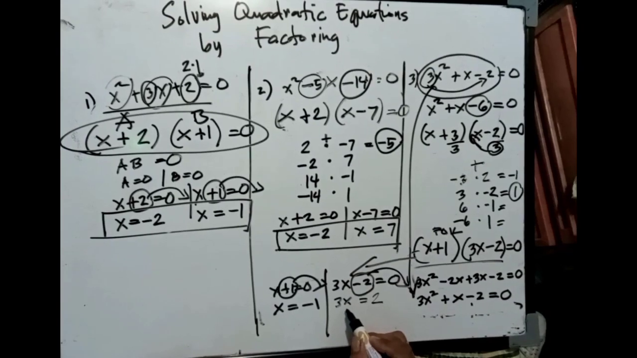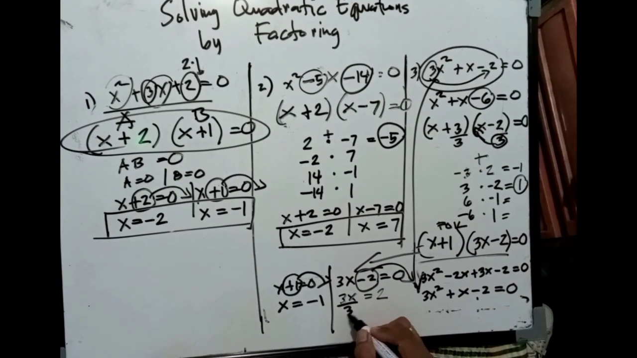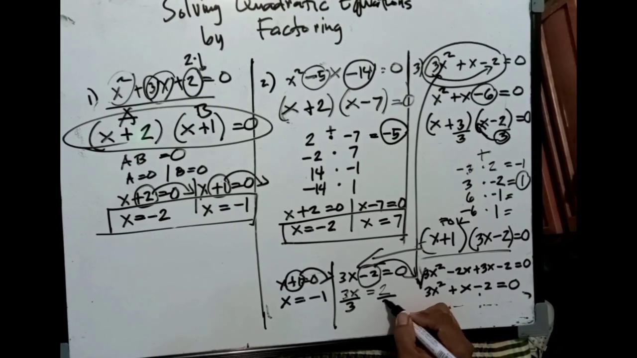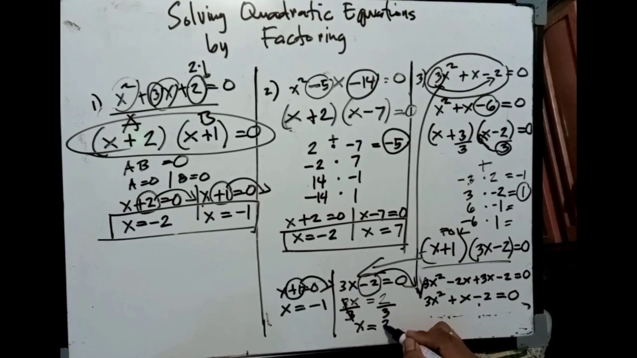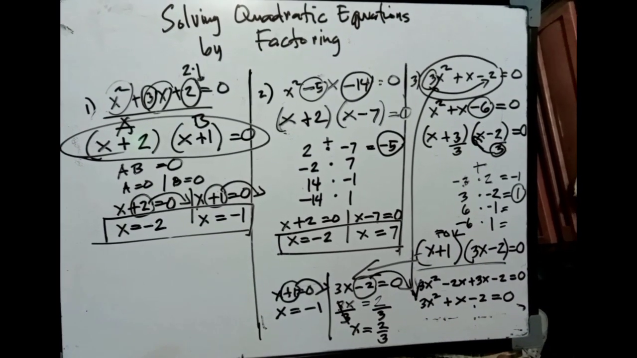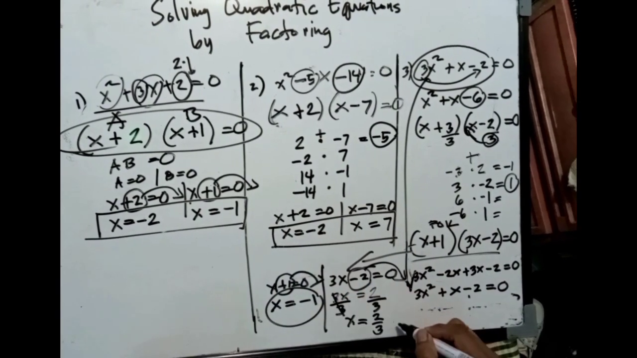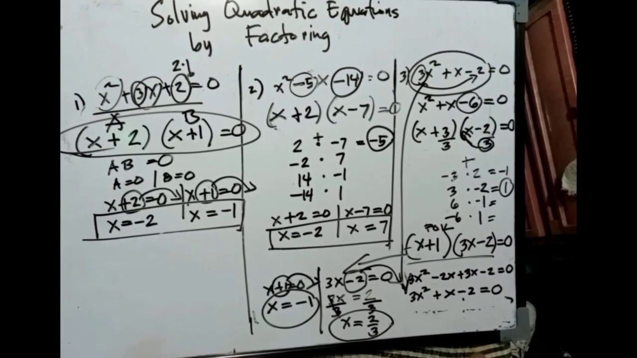We need x, not 3x. So we divide 3x by 3. Then do the same to the right side. Divide by 3. Then cancel. X equals 2/3. So, the values of x will be negative 1 and positive 2/3. These are our final answers.